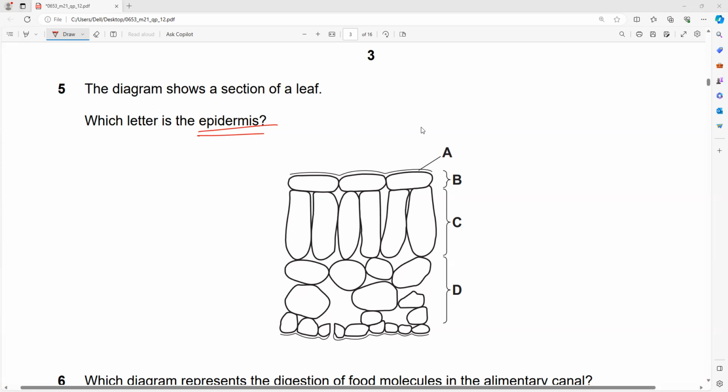Cuticle. Waxy cuticle. Yes. Now, B is the what? Upper epidermis. That is only they are asking. So option B. Clear? B letter represents epidermis.